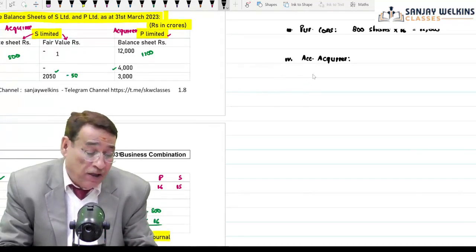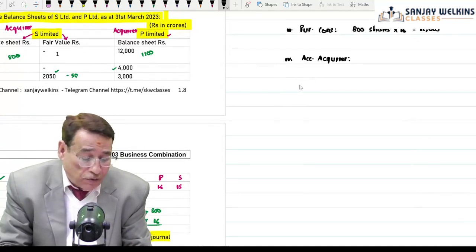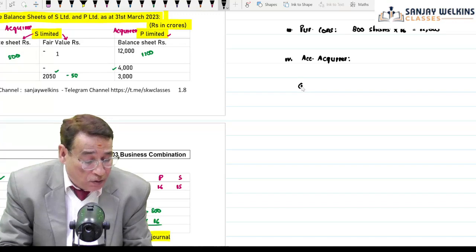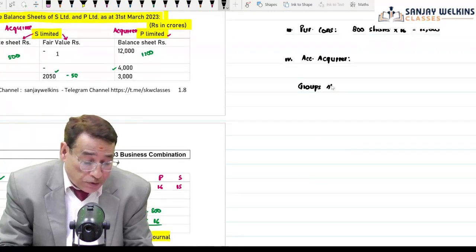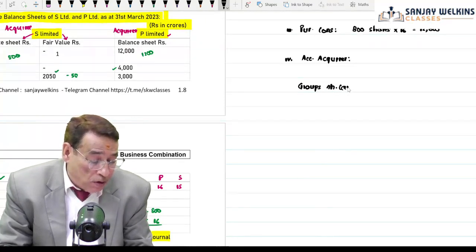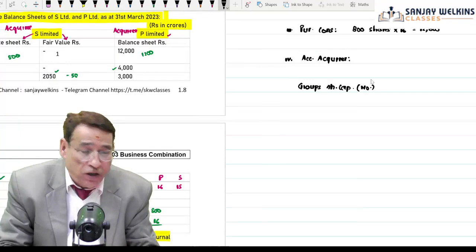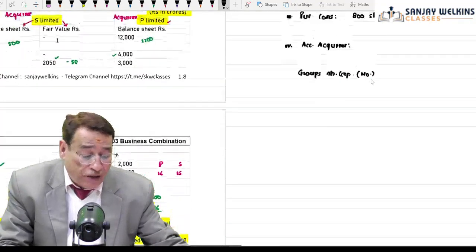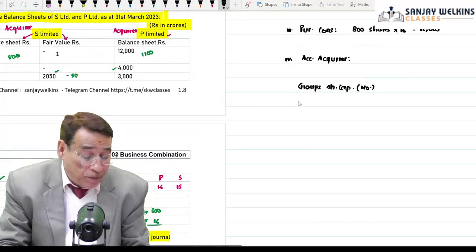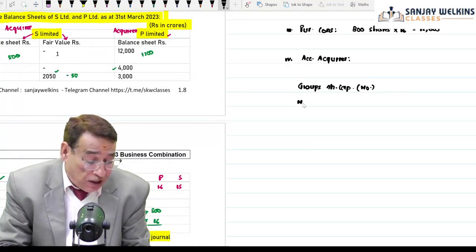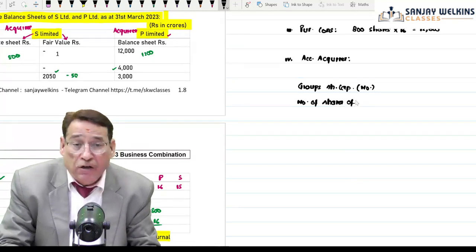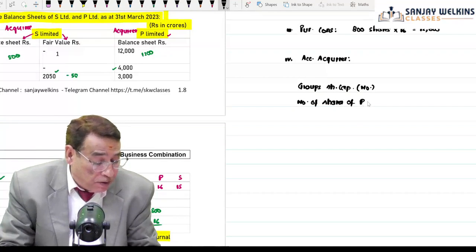To determine that, as I told you in the last session, first of all we are going to take into account the group's share capital, and I am writing the number, meaning the number of shares. What we mean by group's share capital, I told you in the last session also: whenever we write group share capital, it means the number of shares of the legal acquirer. Who is the legal acquirer? P Limited. Number of shares of P Limited.